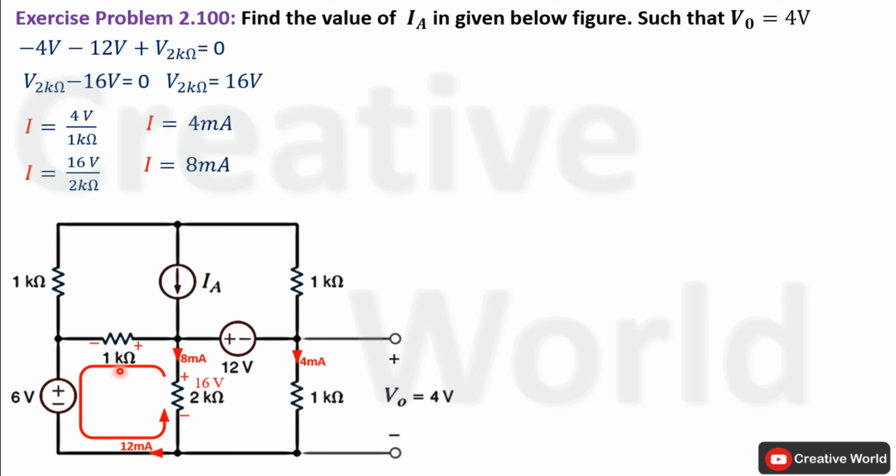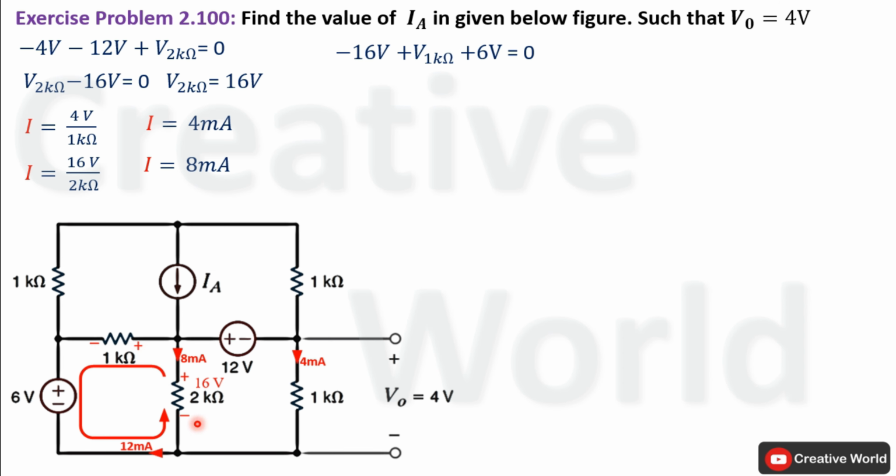Now in order to calculate voltage across this 1 kilo ohm resistance, we will apply Kirchoff's voltage law inside this closed loop. For that purpose, I am assuming the direction of current in counterclockwise, and according to this assumed direction of current, polarity notation across this 1 kilo ohm resistance is marked. Now start writing KVL equation for this closed loop.